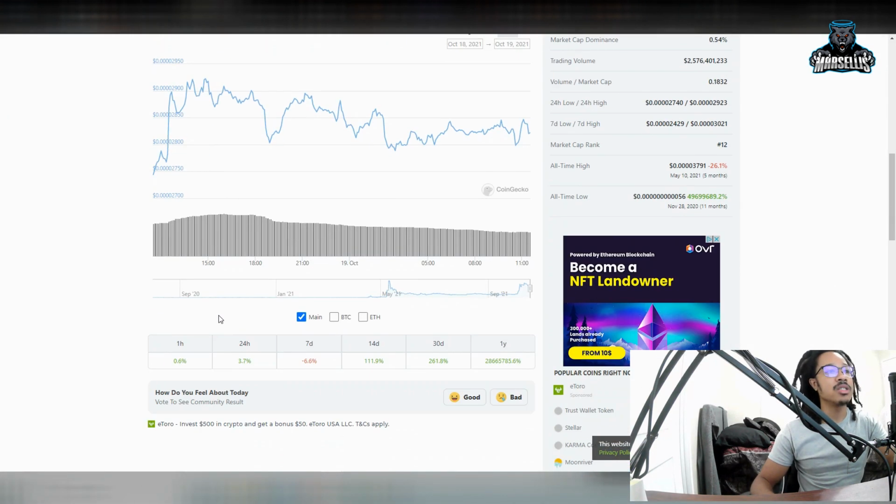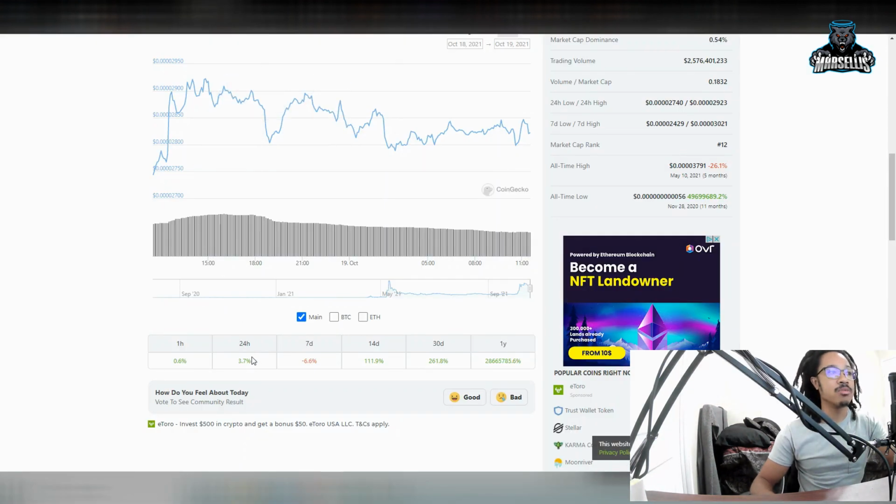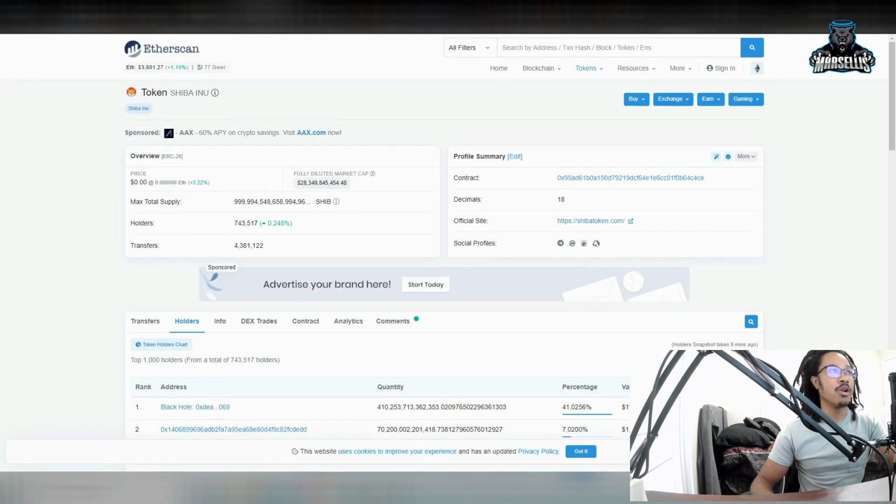But anyways, right now you can see with Shiba Inu, our price is at 28.32, and over here you can see Shiba Inu is up 3.7% for the last 24 hours, down 6.6% for the last 7 days, up 111% for the last 14 days, and up 261% for the last 30 days. So we're still doing really good here with all of our percentages here with Shiba Inu. Our holders are still going up every single day.